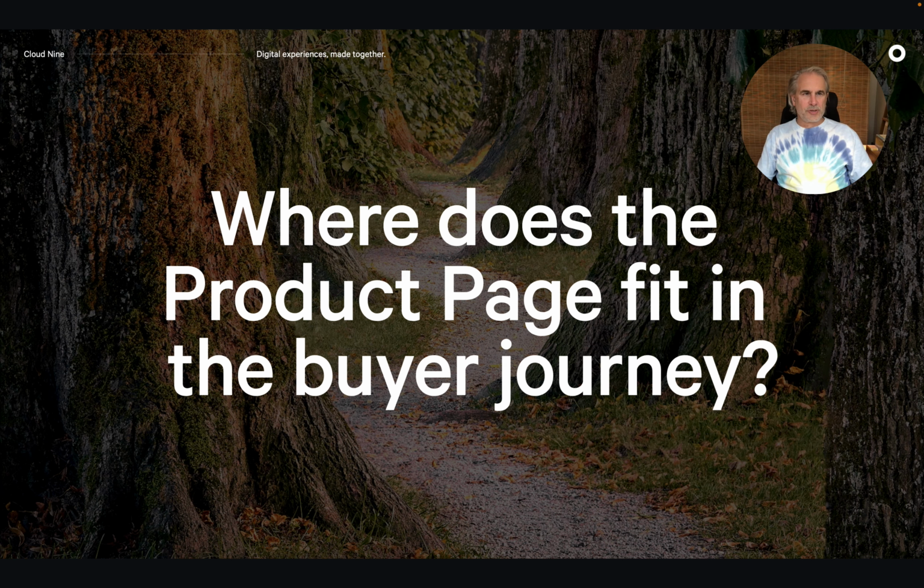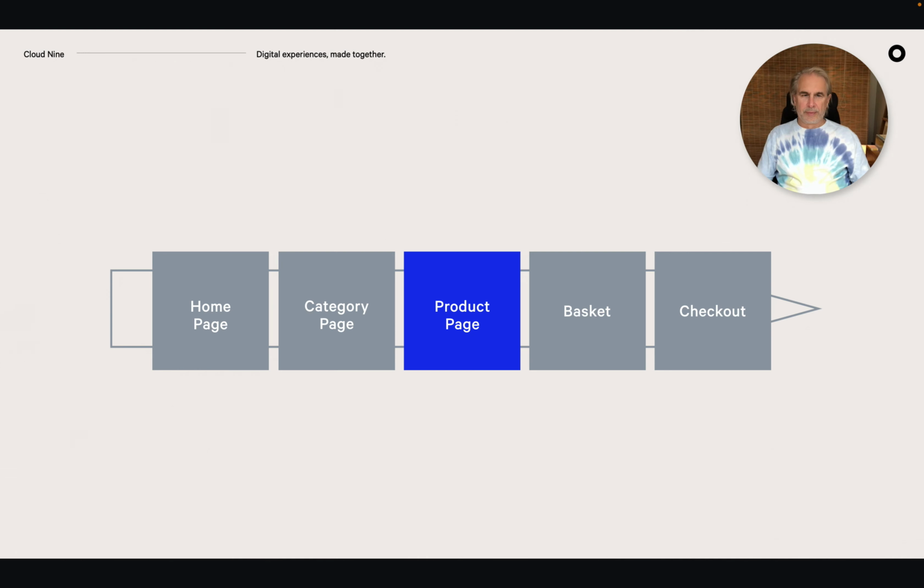So, the first question we should be asking ourselves is, where does the product page actually fit in the buyer journey? On a typical e-commerce site, we have a home page, a category page, or several. We have lots of product pages, we have a basket, and we have checkout. And the actual transaction usually happens on the product page.